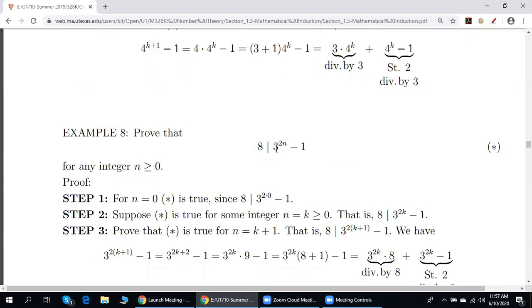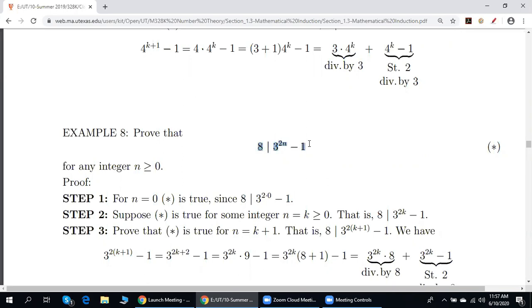We want to prove that 3 to the power 2n minus 1 is divisible by 8 for any integer n greater or equal to 0. Step 1. Show that this is true for n is equal to 0. If n is equal to 0, 1 minus 1 is 0. 8 does divide 0.